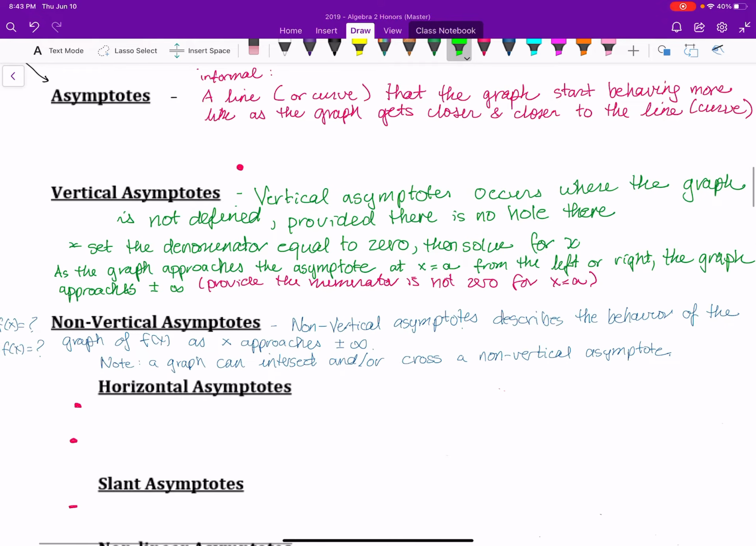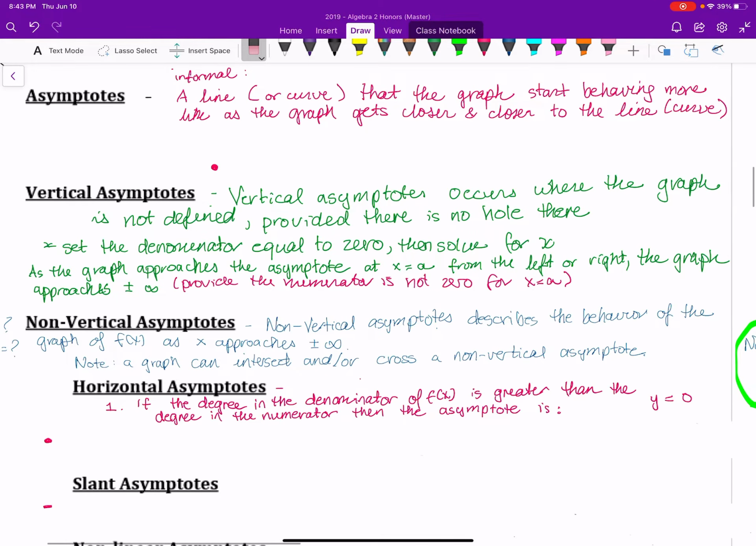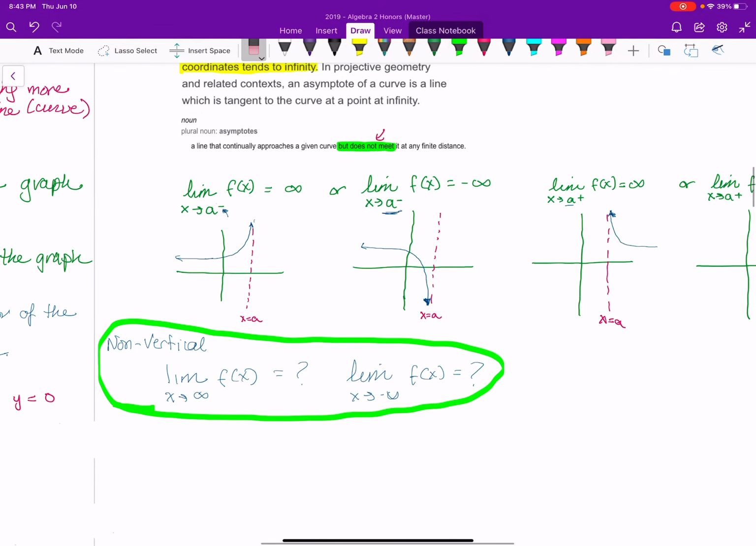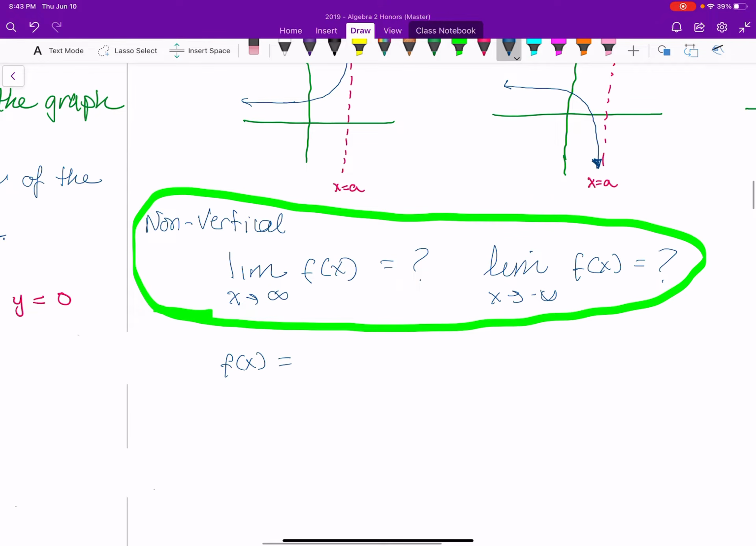A good way for rational functions to recognize when you have horizontal asymptotes: one option is, if the degree in the denominator of f of x is greater than the degree in the numerator, then the asymptote is y equals 0. Why does that happen? Let's go over here on the side and explore that for a minute. If I look at f of x equaling, for example, x over x squared minus 1, I'm just making it up, what is the limit as x approaches infinity of f of x?